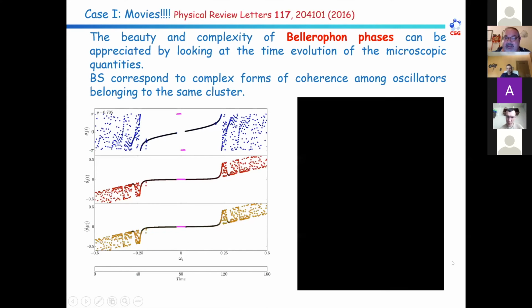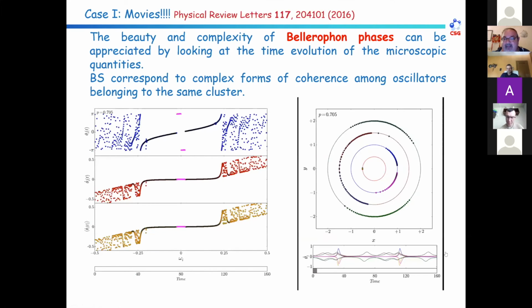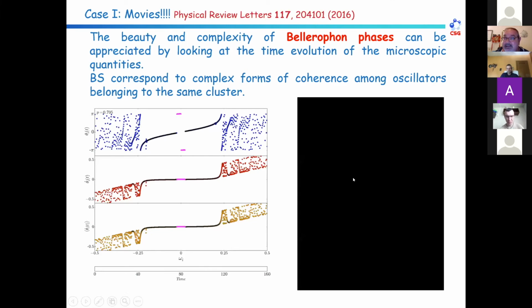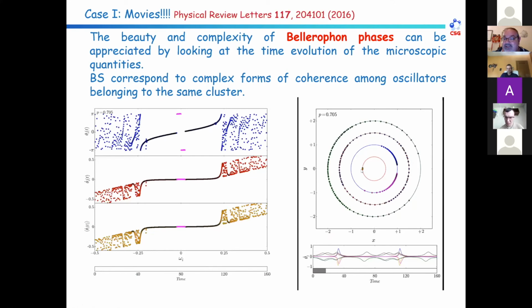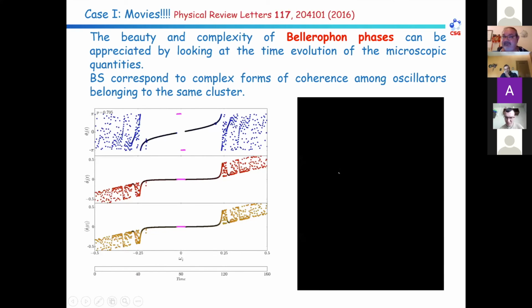So you see this movie, and you see that, for example, look at this oscillator. They distribute, they go here, but they don't stay here forever. They come to the other place. And they will do this forever in a periodic way. And moreover, what is interesting is that in the period for which cluster 1 is doing 1 jump, cluster 2 is doing 3 jumps. Cluster 3 is doing 5 jumps. So that's why you have an odd multiple of a fundamental frequency.